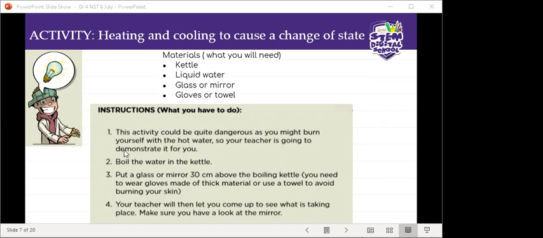So you need to make sure you have a look at the mirror or the glass that you will be using. Okay. So I see Noli is saying, what does evaporation mean? Okay, Noli, we will get into evaporation in the later slides. So I will explain what evaporation means.